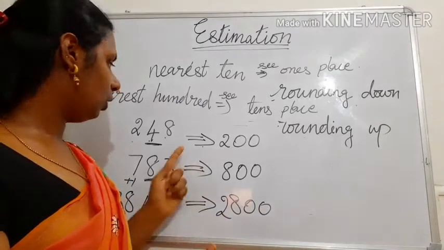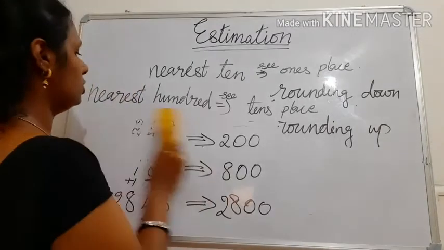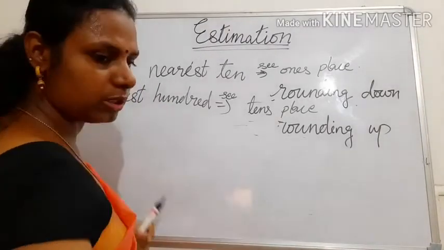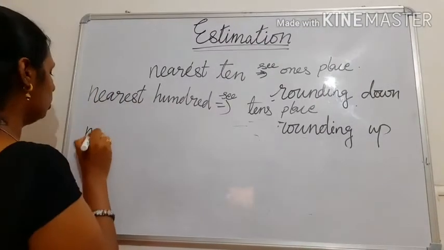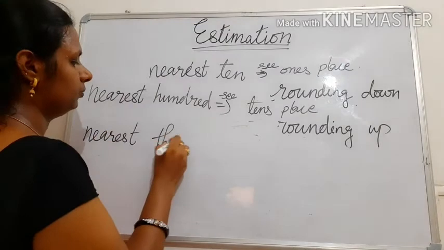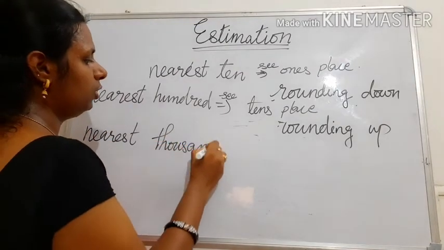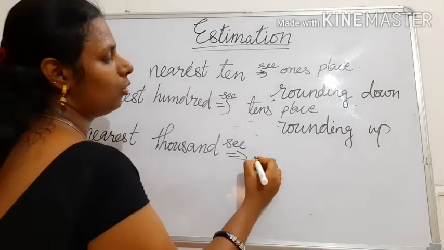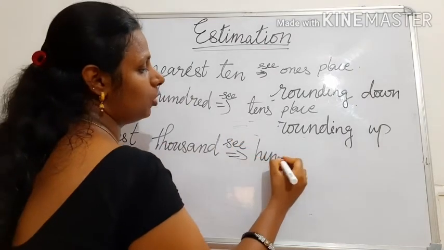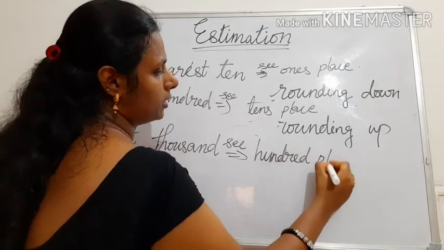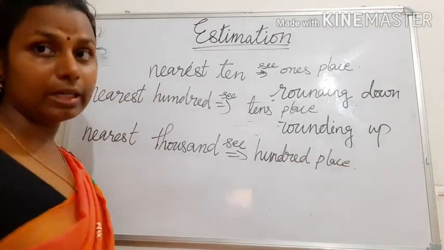Okay. Now we are going to change to the nearest 1000. The same rules will be followed. When you are changing to the nearest 1000, which place are you going to see? You have to see the hundreds place, because next to the 1000 place you have the hundreds place. So you have to see the hundreds place.